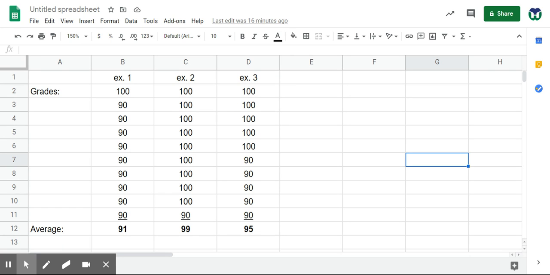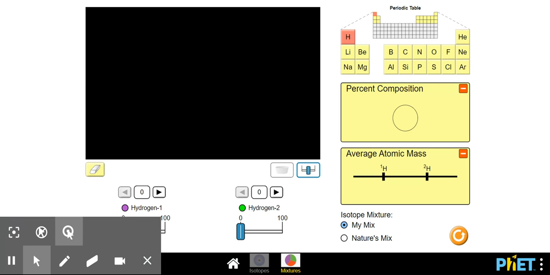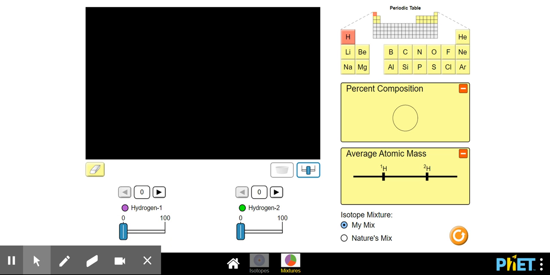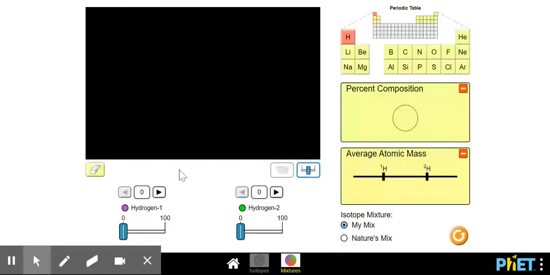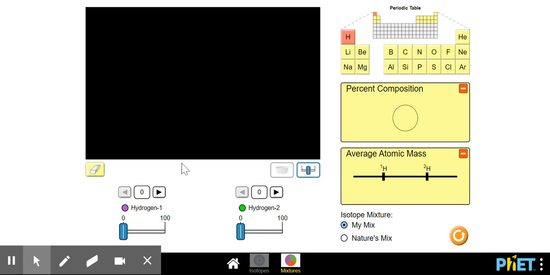So it's going to work the same way for atoms, except we're averaging the different isotopes, and we're averaging atomic masses, okay, not grades. So let's take a look at that. So here's a simulation that we've used before, and this allows me to make up mixes of different isotopes.